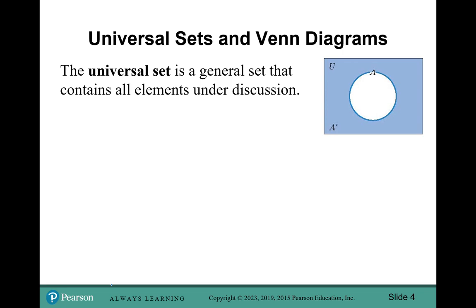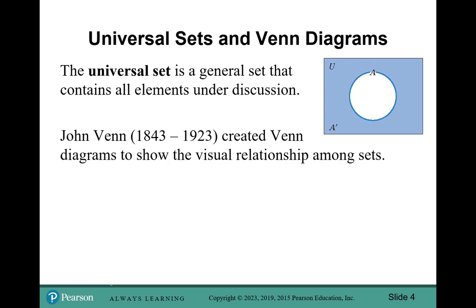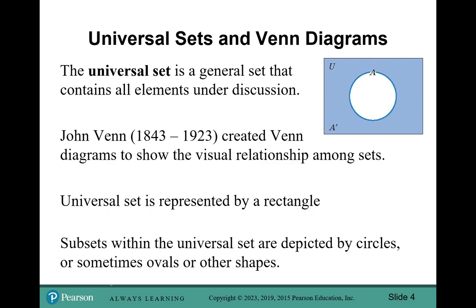So, first, let's look at universal sets and Venn diagrams. The definition of the universal set is a general set that contains all elements under discussion. John Venn, born in 1843, died in 1923, created Venn diagrams to show the visual relationships among sets. The universal set is represented by a rectangle. Subsets within the overall universal set are depicted by circles, or sometimes ovals or other shapes.